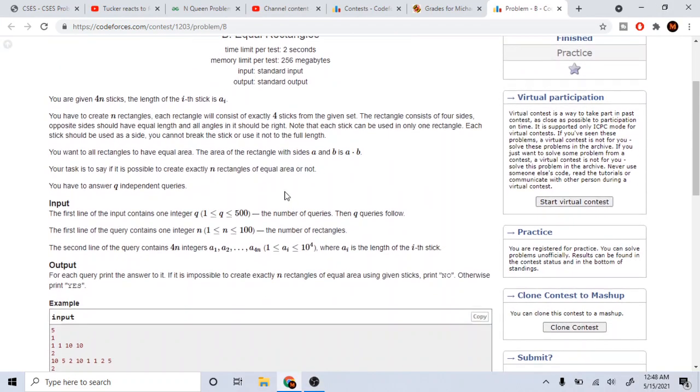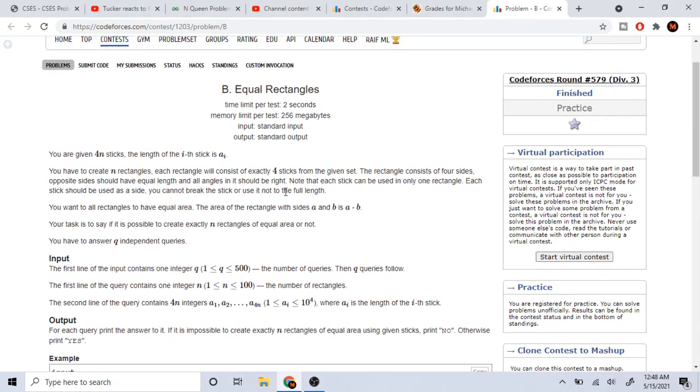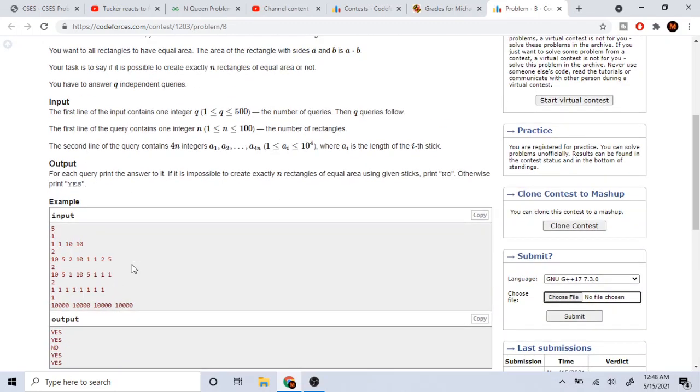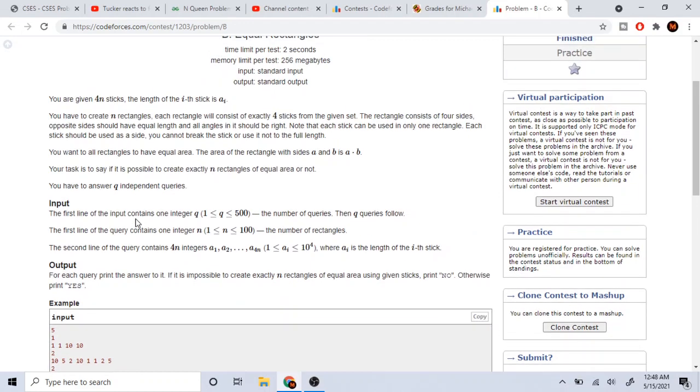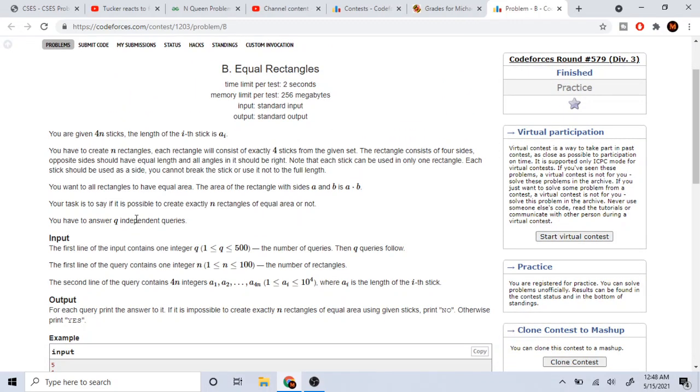So the other day I was doing this problem called equal rectangles, and basically this problem just boils down to you have a bunch of sides, and you need to check if you can actually make four rectangles that have the same equal area, right? So that's what this problem was about.